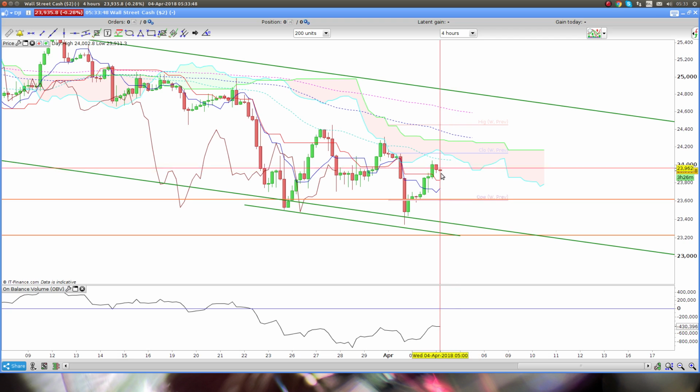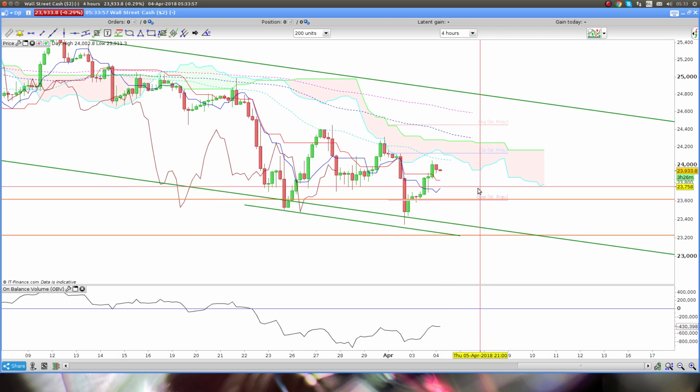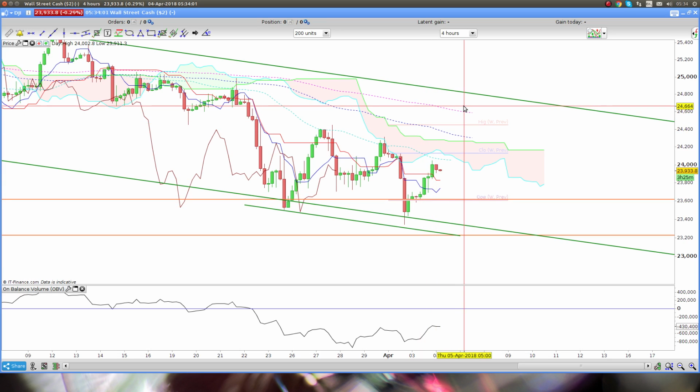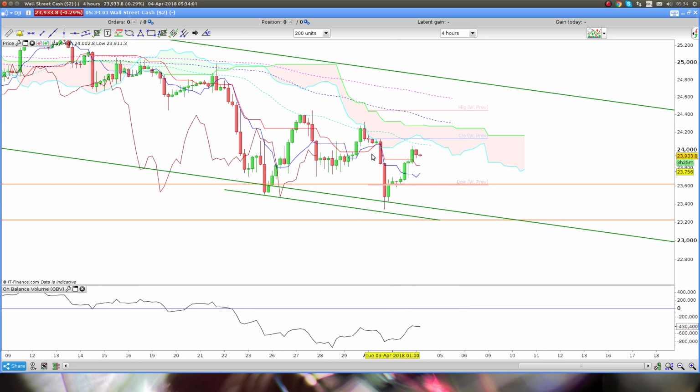So probably another pullback, hopefully a pullback into this area to create a higher low. If we get a higher low, then we're starting to set something up for a move to the upside. But at this stage, it's still looking like a bit of a range.